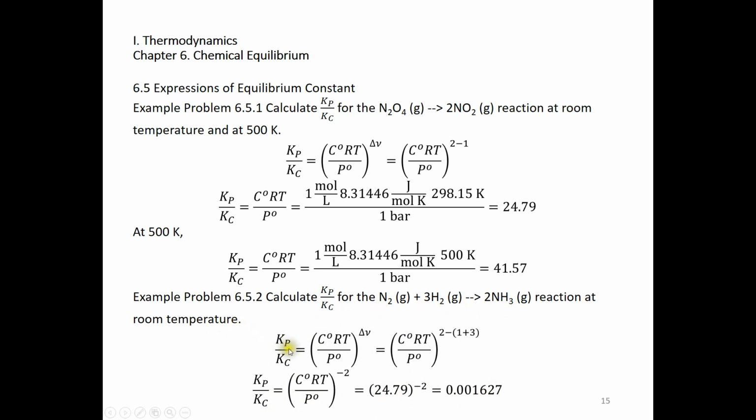Again, this K sub P over K sub C depends on temperature and depends on delta nu. However, sometimes just by coincidence this delta nu is 0, and then K sub P is equal to K sub C, by coincidence, when the coefficients of reactants is equal to the sum of the coefficients of the products.